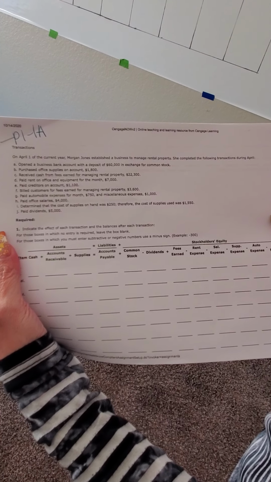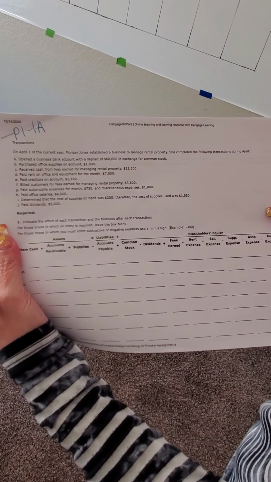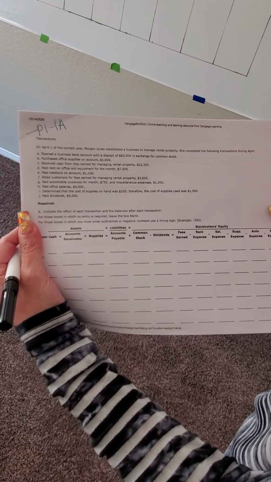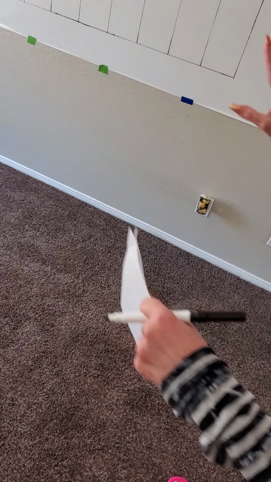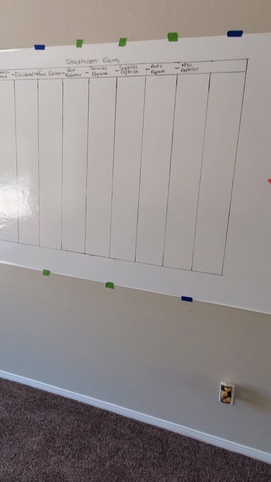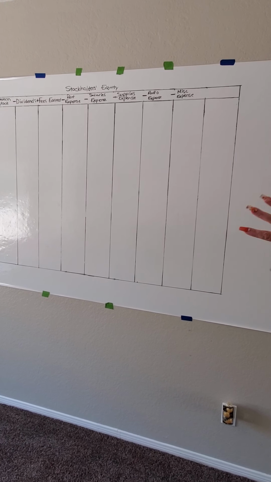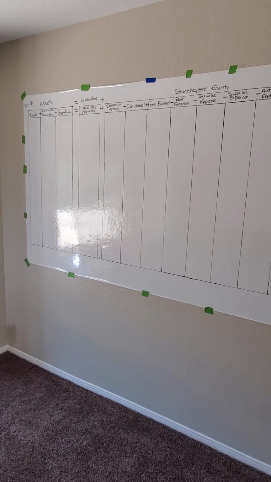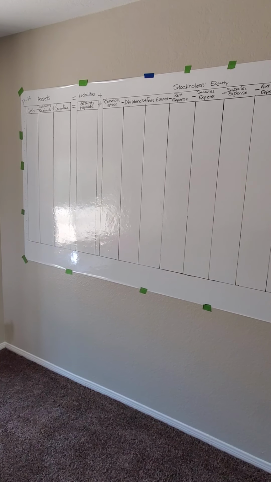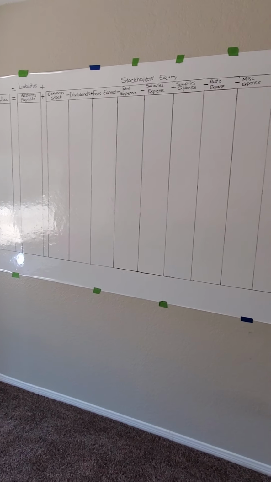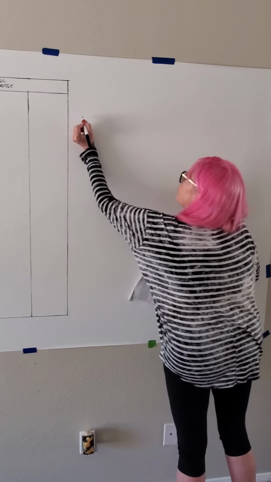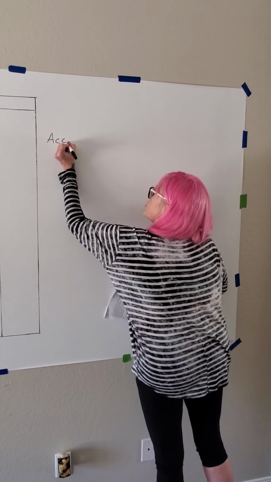It's on April 1st of the current year, Morgan Jones established a business to manage rental property. She completed the following transactions during April. So you'll see what I have up here on my whiteboard is the grid that you'll fill in, similar to what you're doing on your chapter 1 homework problem. But there's a couple of things I want to touch on really quick before we actually start the problem. The first one of those is the accounting equation.